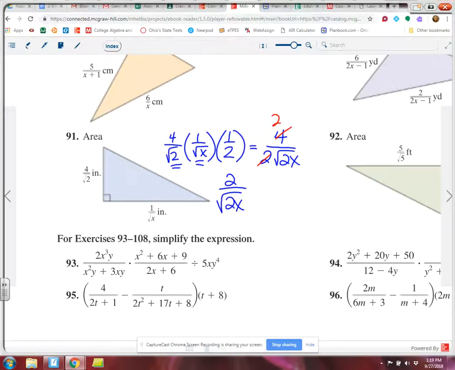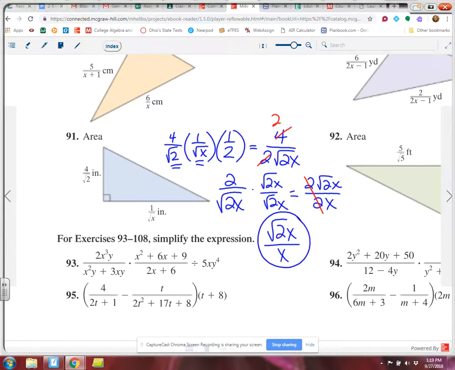And we're not going to leave that radical in the denominator. We're going to rationalize it. So what will the new numerator be? 2 radical 2x over, and again, I can reduce. So my final answer will just be radical 2x all over x. How are we doing applying those, folks? Just fine? Okay. Let's go to 93.